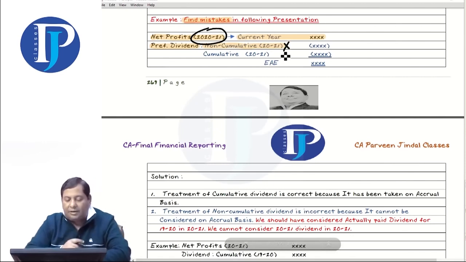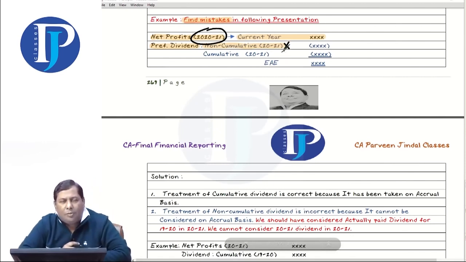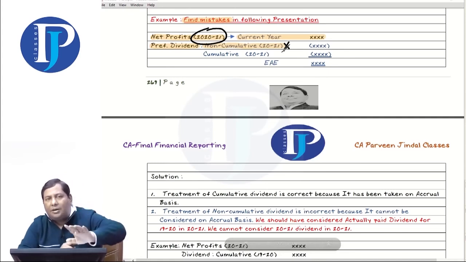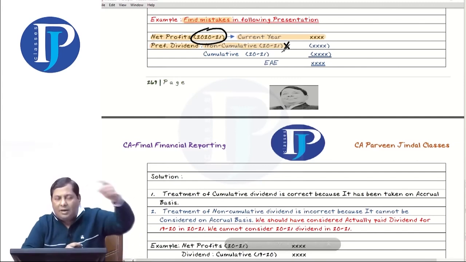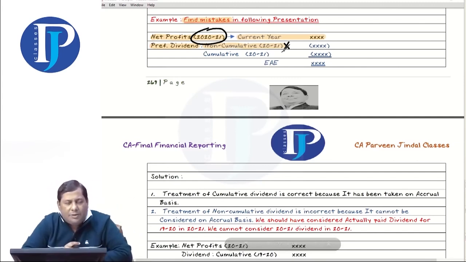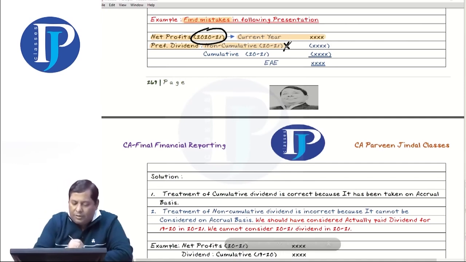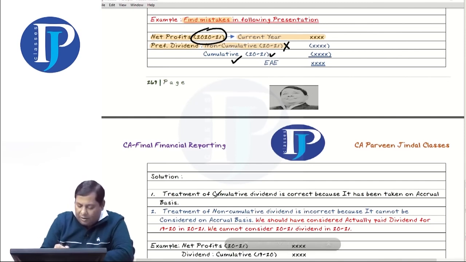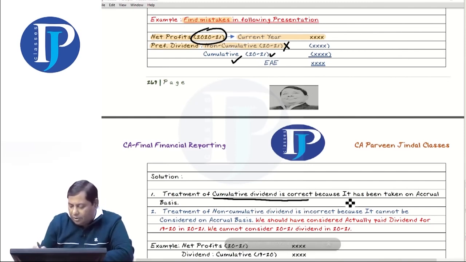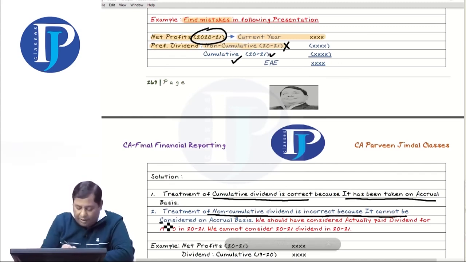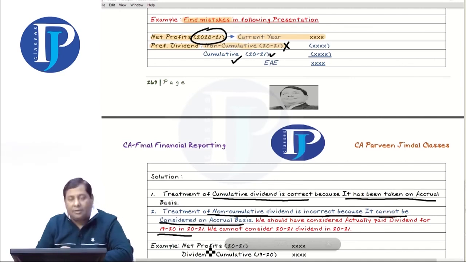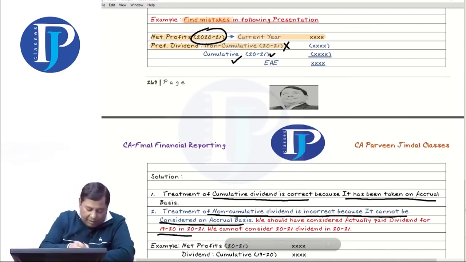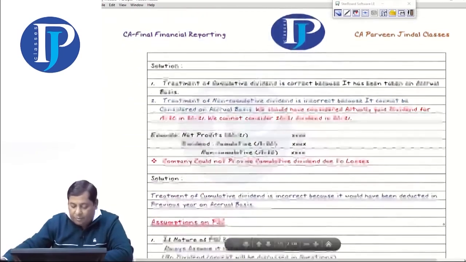Now tell me, how did it come on accrual basis? You already know non-cumulative will be declared and paid next year in the AGM. So students, this should have been 1920. Dividend from last year will be paid this year, as it has to be taken on cash basis. The cumulative one is correct as it's on accrual basis. But non-cumulative is incorrect because it cannot be taken on accrual basis. It should be 1920. There is another example in which you have to find the mistake.